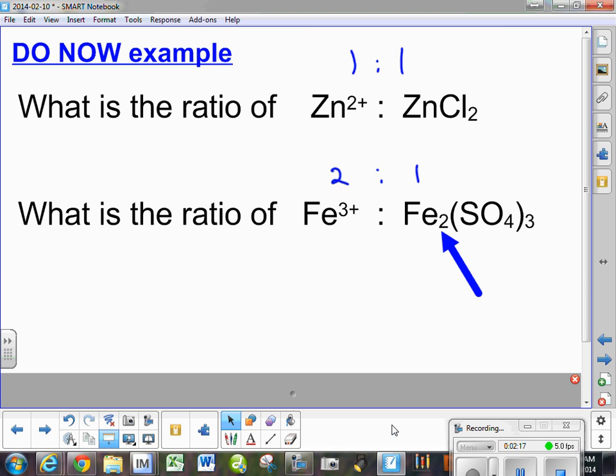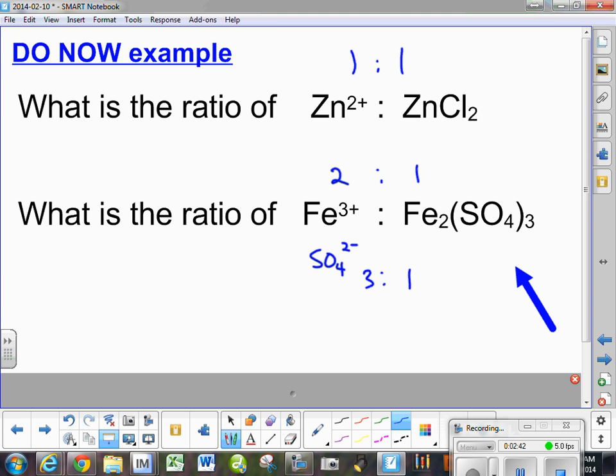Now, I could just as easily ask you another question. What is the ratio of sulfate ion, which is SO4 2 minus, and here's your sulfate ion here, to the iron 3 sulfate molecule? And that ratio would be a, what? A 3-to-1. Why is it 3? Because of this 3.